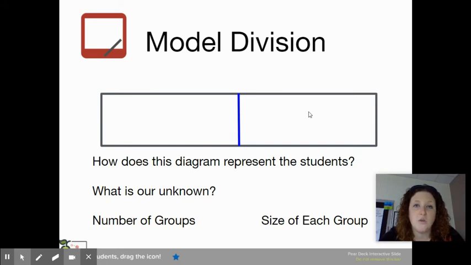What is our unknown? Is it the number of groups, or is it the size of each group? Yes, it's the size of each group. I can look at the tape diagram and see there are 2 groups. I just need to figure out the size, or how many are in the group. How many crackers does each kid get? So let's work on that.